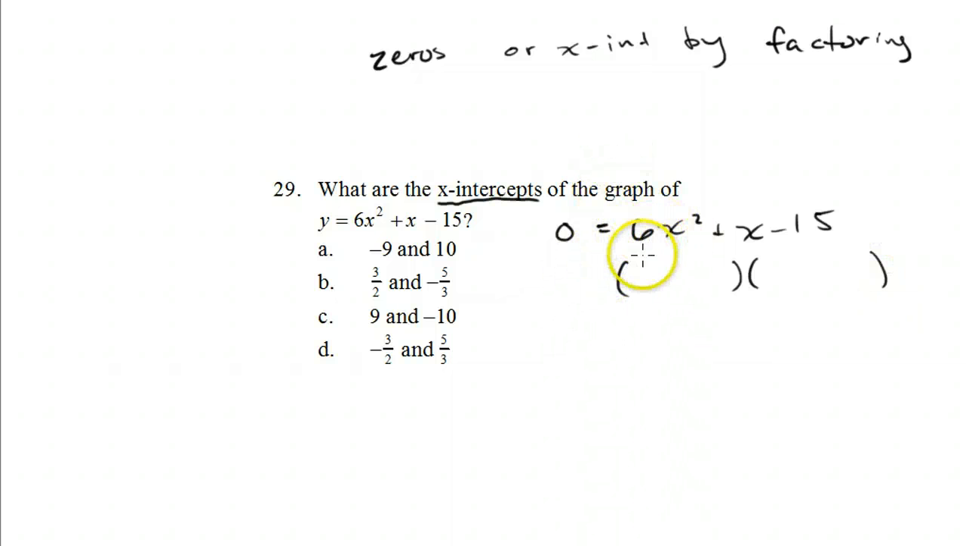We want to see what multiplies to 6, so it's either 2 and 3 or 6 and 1. So I'm going to try 6 and 1 first. And what multiplies to 15 is 5 and 3, or 3 and 5. And none of those seem to work in my head. So I'm going to try 3 and 2.